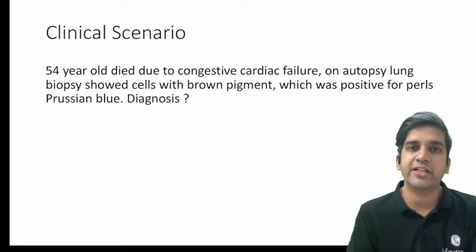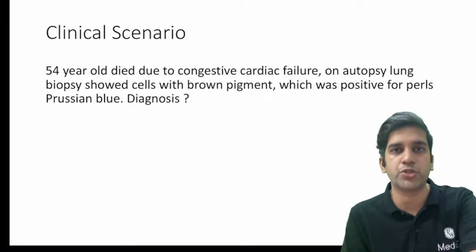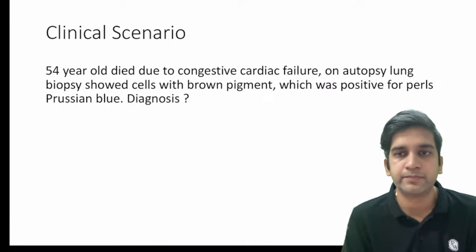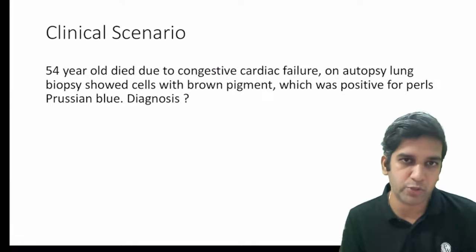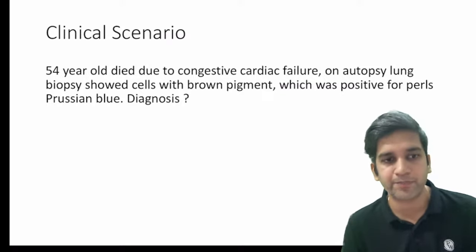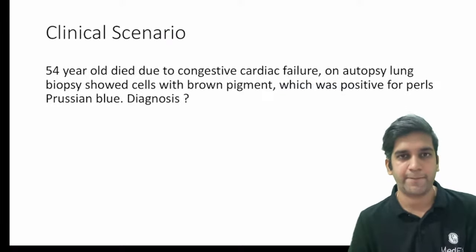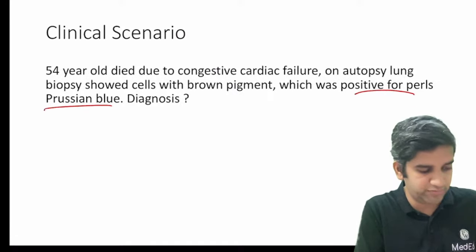54-year-old with congestive cardiac failure. On autopsy of the lungs, the biopsy shows a brown pigment which is Perls' Prussian blue positive. Can anyone tell me the name of the cell? Shubham has gone with hemosiderosis. Okay, anyone else? Hemosiderosis. Anyone else? You are right bang on with this clue.